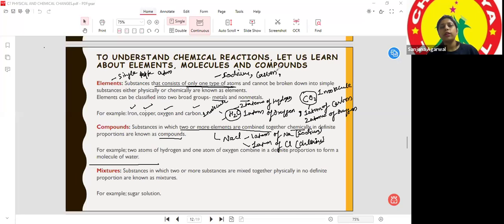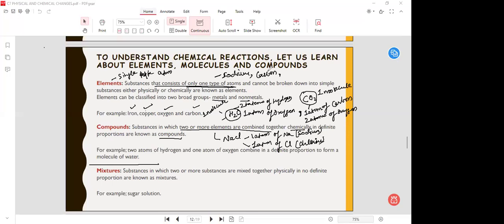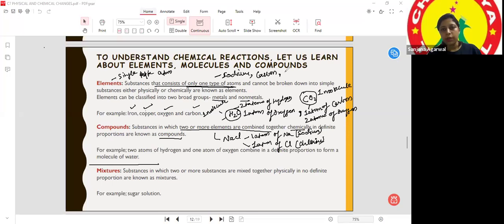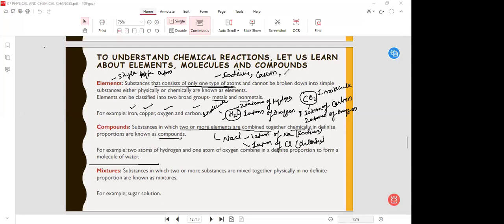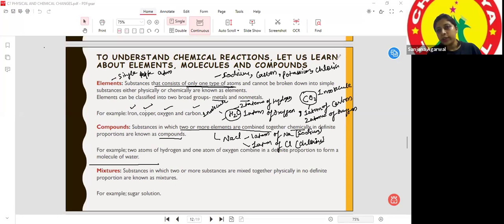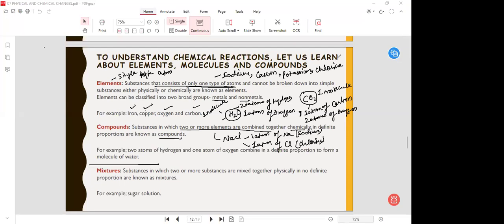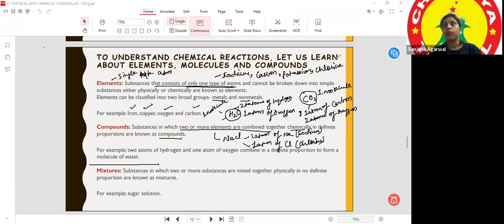Tell me more examples of elements. Yeah, iron. Calcium. Iron, copper, oxygen, and carbon are already written. And potassium. Chlorine. You must know chlorine, because chlorine has its use as a disinfectant. Einsteinium. Huh? Einsteinium. Oh my God, you are telling radioactive elements. Great. Okay, you can write it down, no worries. Please note this down quickly.